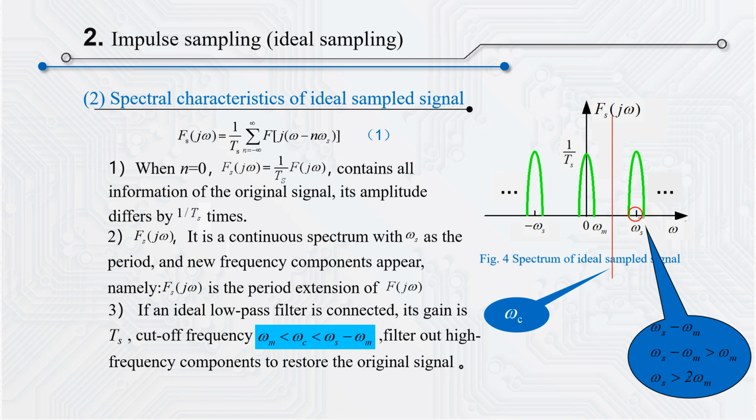We should know that, first, only when omega s is greater than 2 omega m, there is no spectrum aliasing after shifting. That is to say, the sampling frequency cannot be too small. In addition, in the case that omega s is greater than 2 omega m, if you want to recover the original signal, you need a low-pass filter. The bandwidth of this low-pass filter, omega c, is greater than omega m and less than omega s minus omega m.